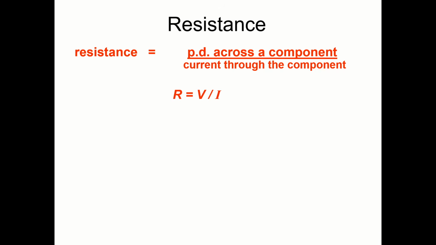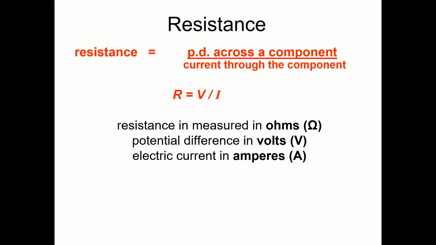But resistance then, the definition being voltage across a component divided by current through it, measured in ohms. Sometimes students struggle with the symbol for ohms. It's not something they always see that often because it's usually written in letters. The other units should be fine.